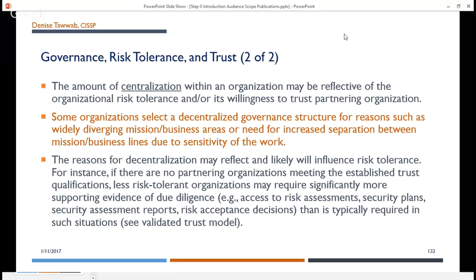For instance, if there are no partnering organizations meeting the established trust qualifications, less risk-tolerant organizations may require significantly more supporting evidence of due diligence, for example, access to risk assessments, security plans, security assessment reports, and risk acceptance decisions, than is typically required in such situations. And this falls under the validated trust model.